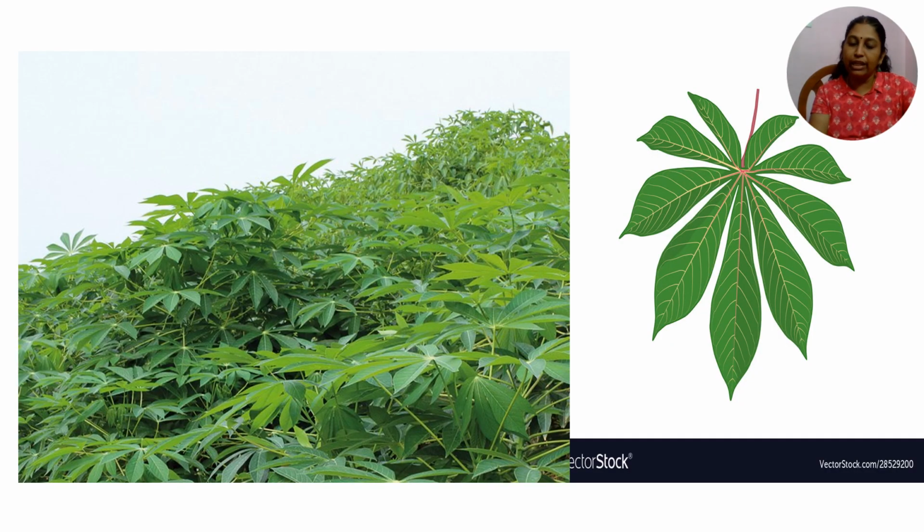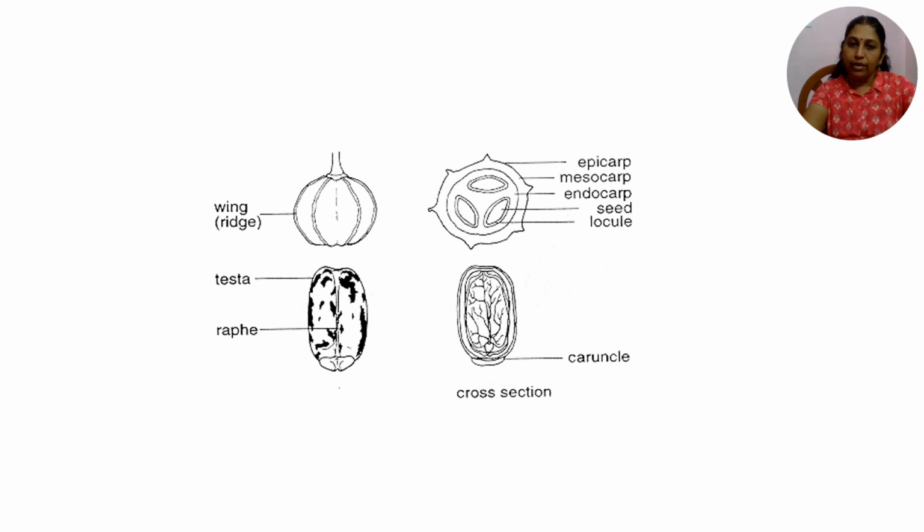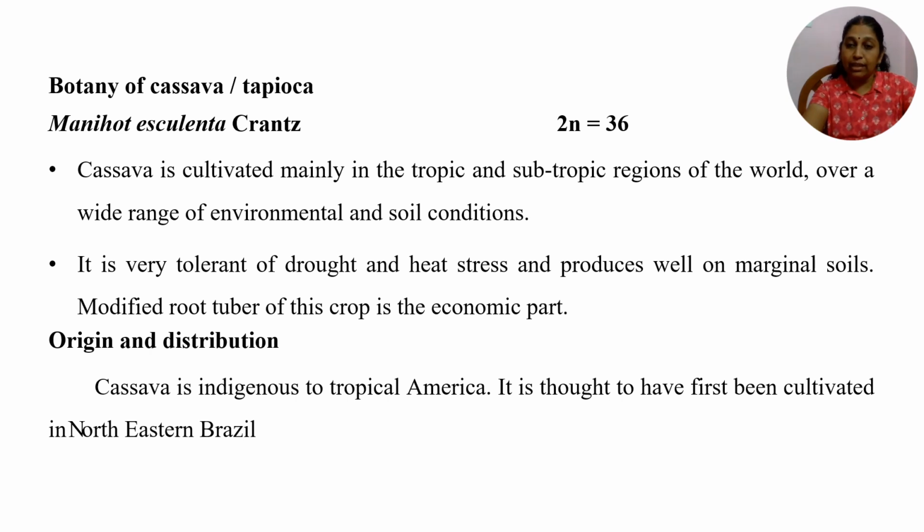And coming to the leaf, you can see the lobed leaves of cassava. You can see the branched as well as unbranched type in cassava. We can see the fruit as well as seeds of cassava. Variedly mottled leaves can be seen in cassava. So botany of cassava: Manihot esculenta, with a chromosome number of 36.